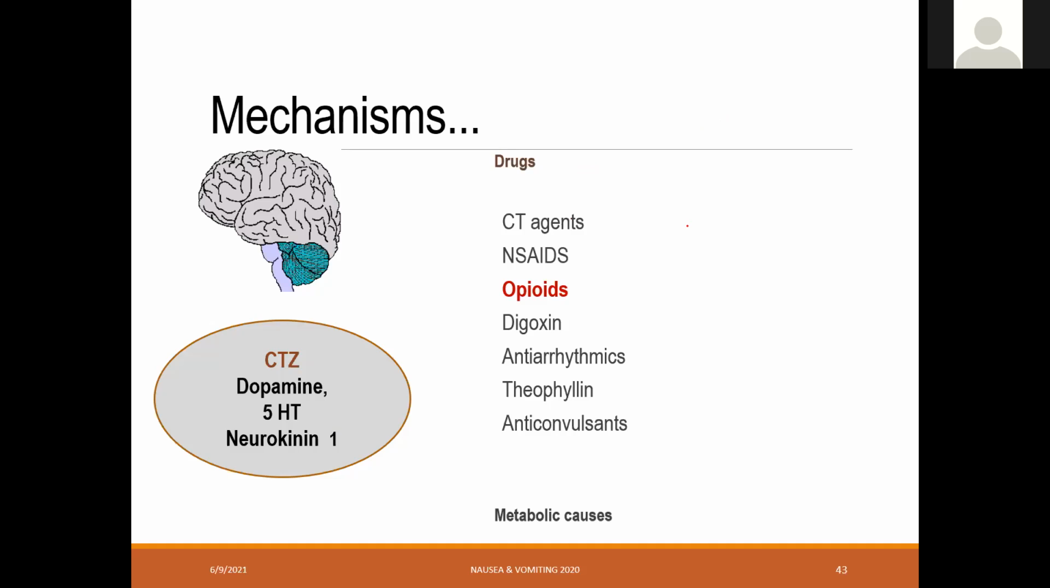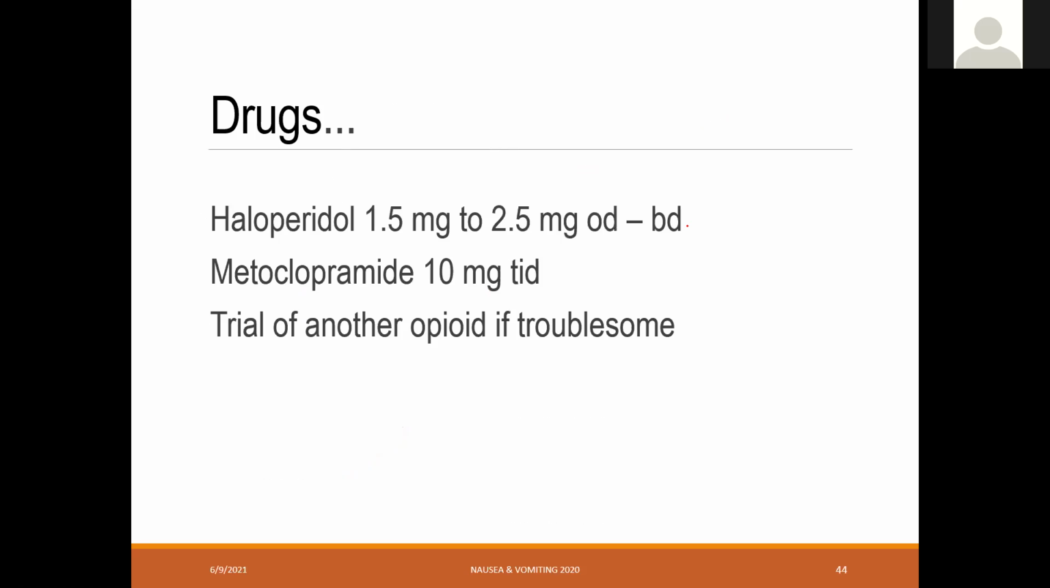So here the choice of drug would be either haloperidol or metoclopramide. You can start with 10 milligram 8-hourly or 6-hourly. Haloperidol, we need only a very small dose. You don't need to give both, either haloperidol or metoclopramide. And if it is still not under control, we can always think about switching the opioid, which is very rarely needed. Usually it will get controlled.